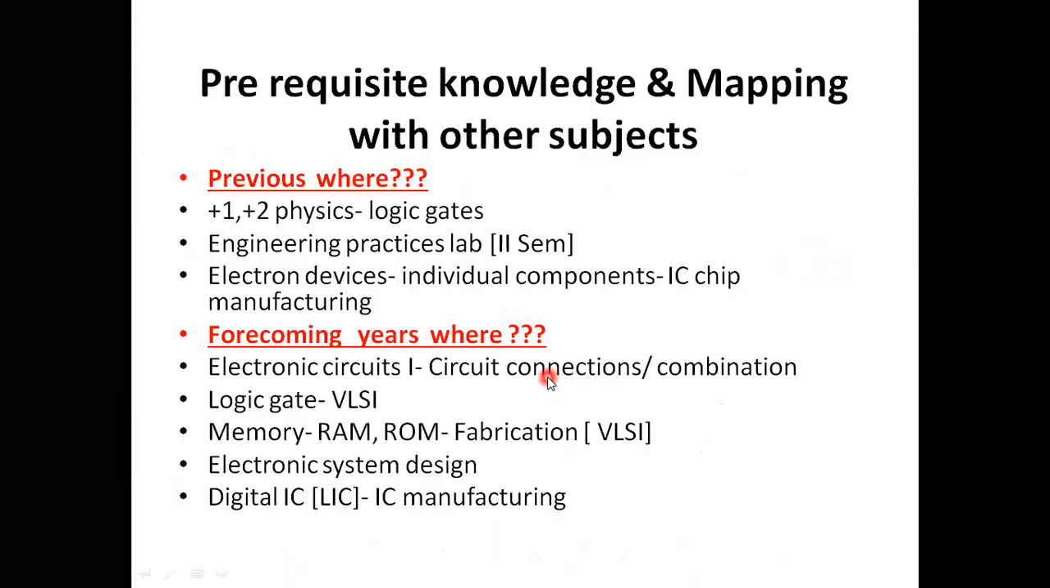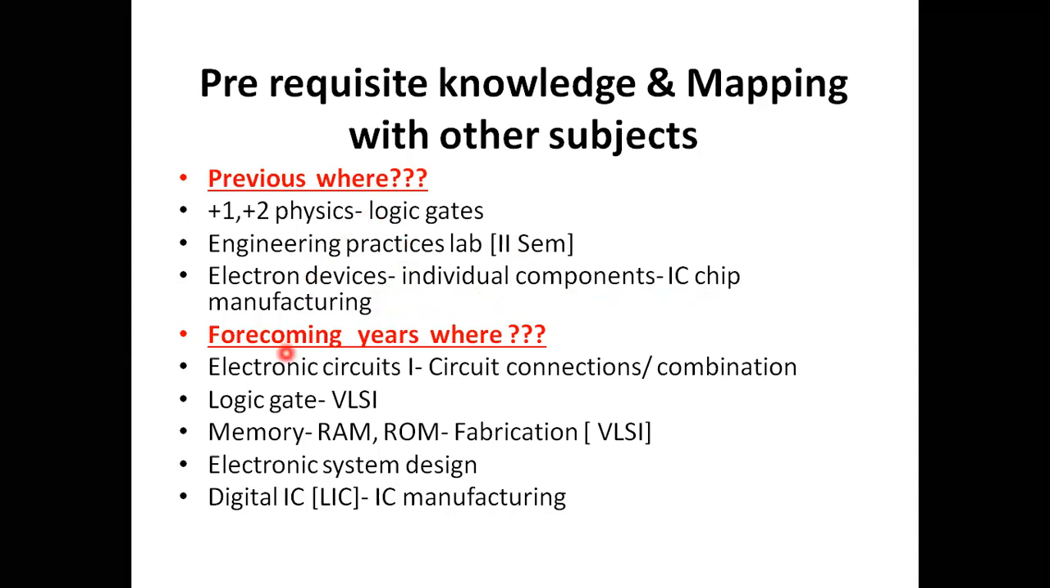Prerequisite knowledge and mapping with other subjects. Before learning digital electronics, where have we seen concepts related to digital? In plus 1, plus 2 physics, we learned about logic gates, which is the very basic part of digital electronics. In the engineering practices laboratory, we worked on verification of the functionality of logic gates. In the electron devices subject, we saw the individual components of digital electronics and IC chip manufacturing. These are the things we have known previously before digital electronics.